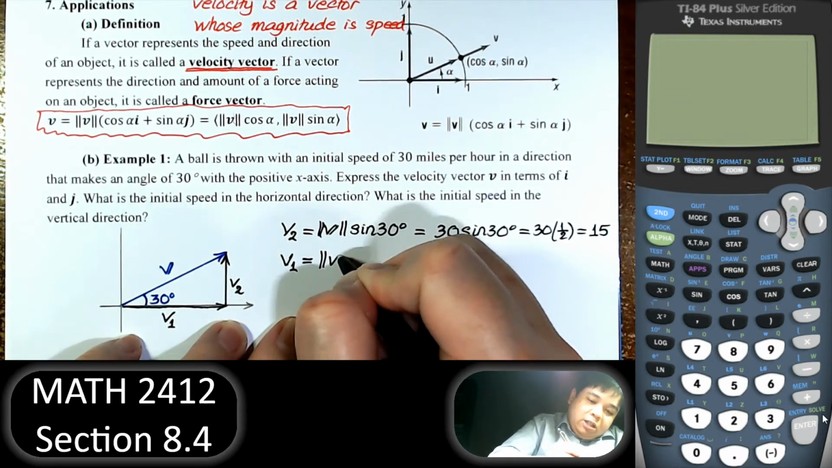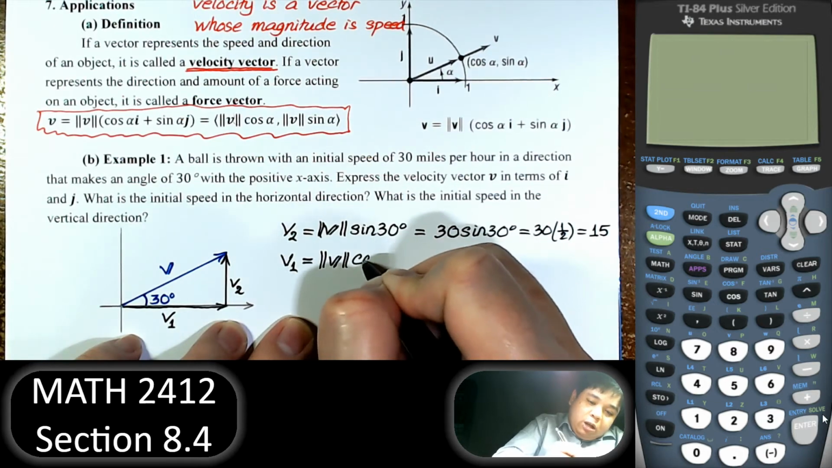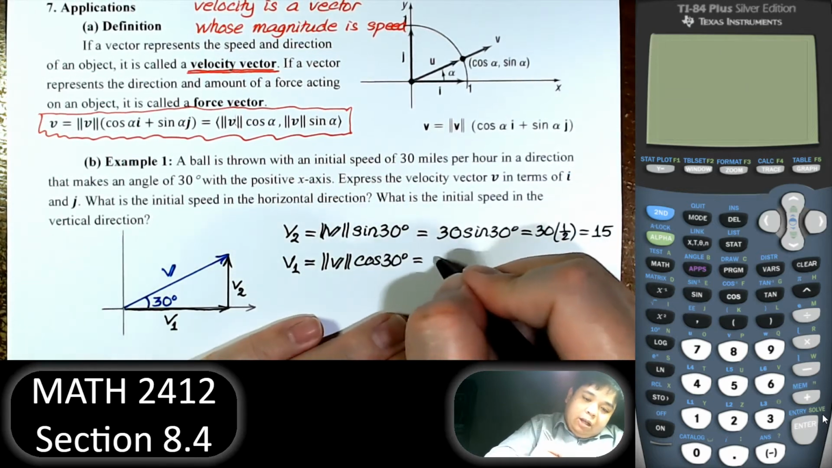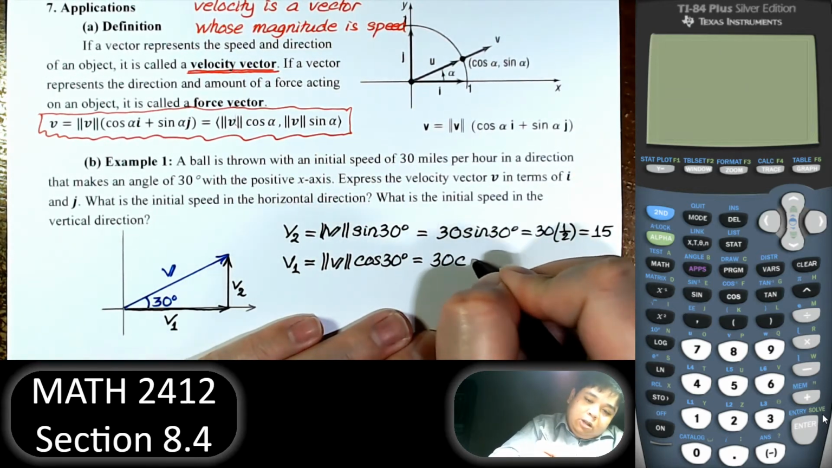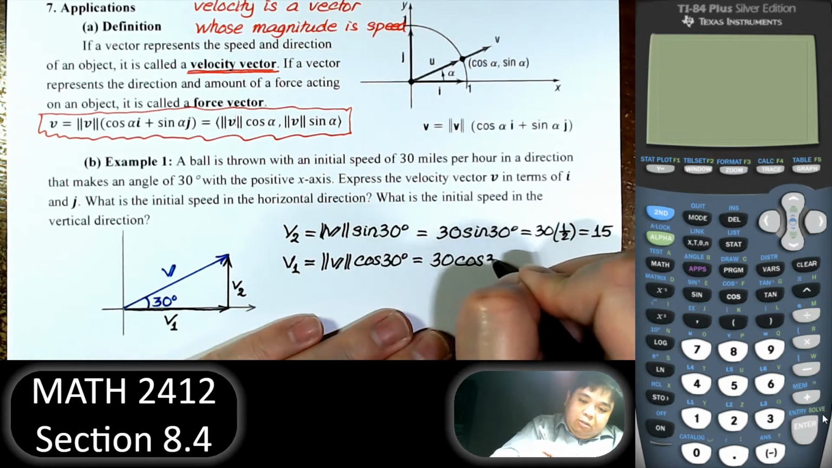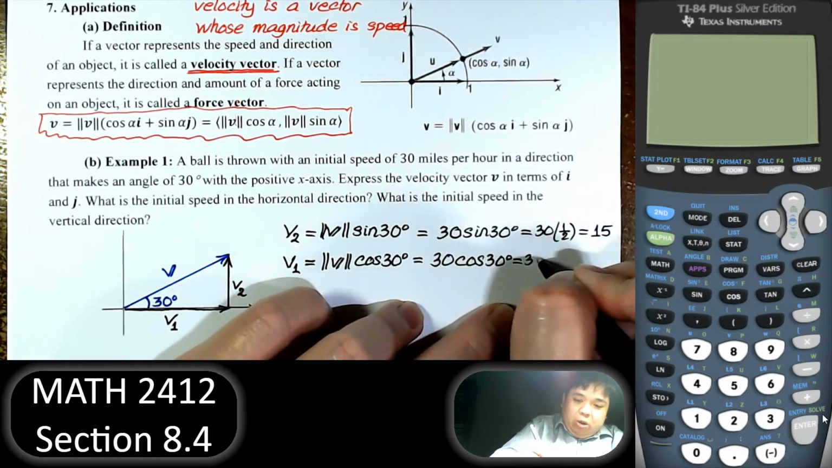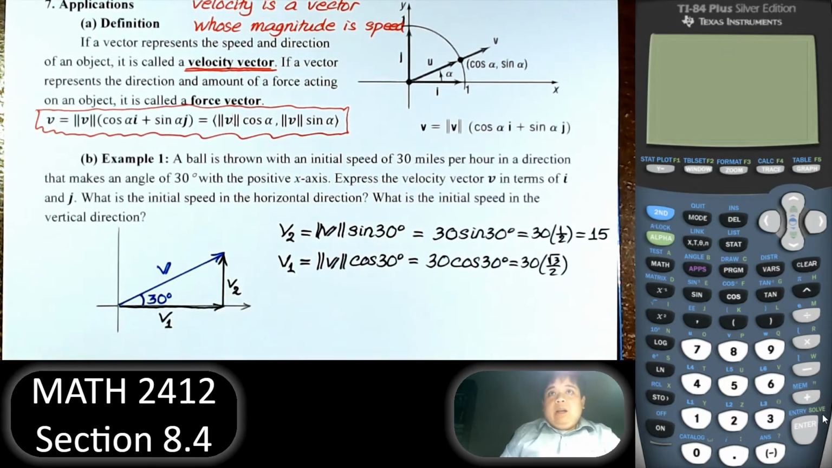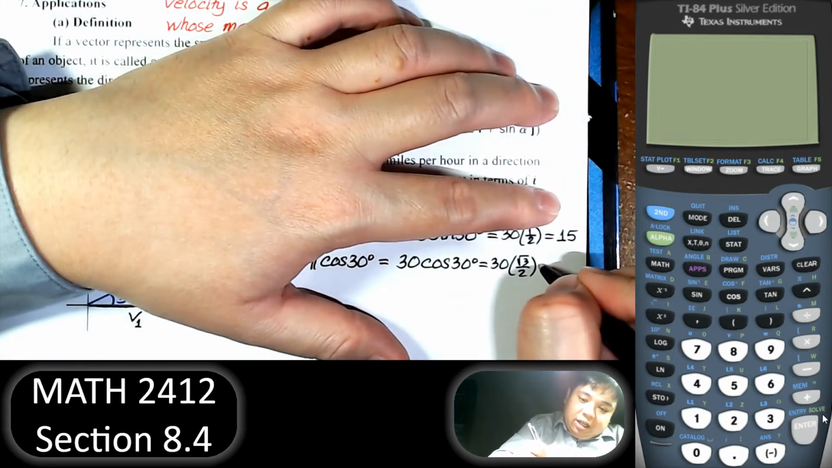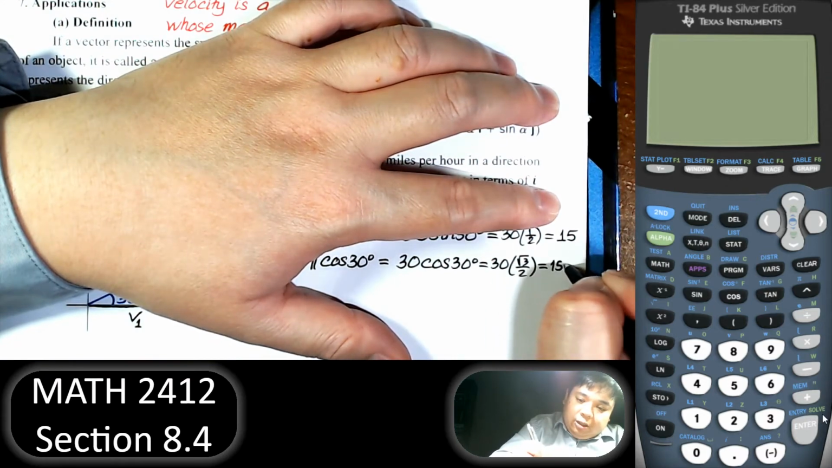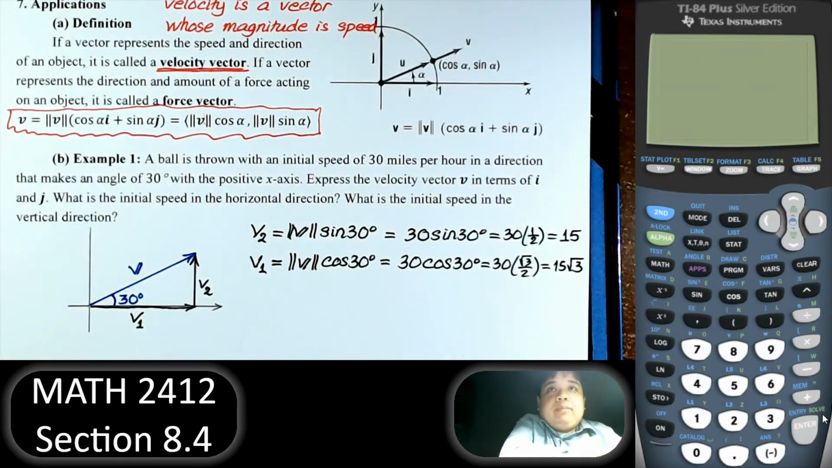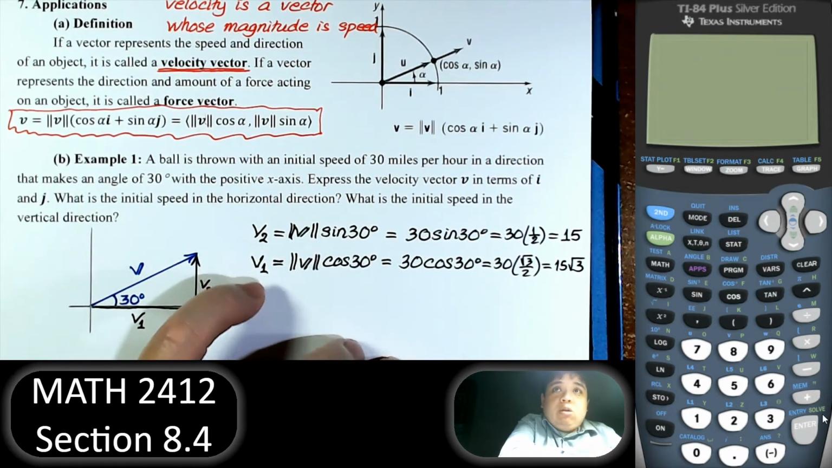v1 is the magnitude of v times cosine of 30 degrees. So we have 30 times cosine of 30 degrees, which is square root of 3 over 2. That cancels out, and we have 15 square root of 3. Of course, the unit is still miles per hour. Right. So we have the vertical component and the horizontal component.